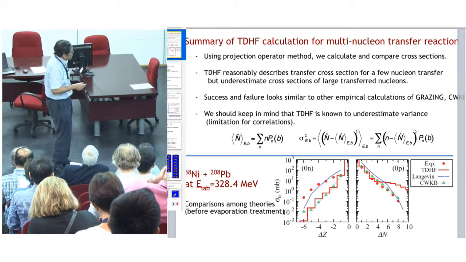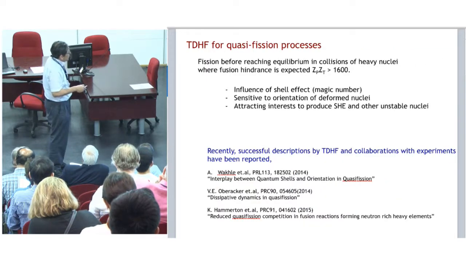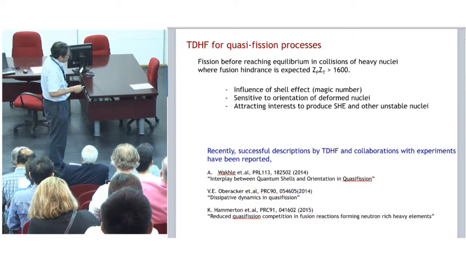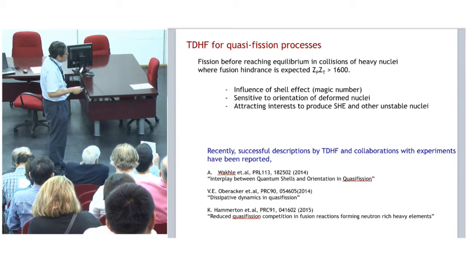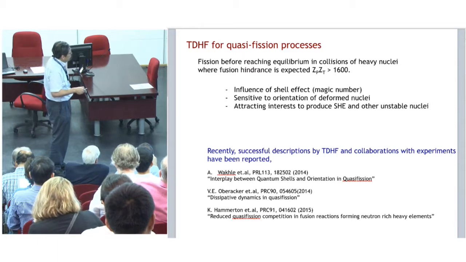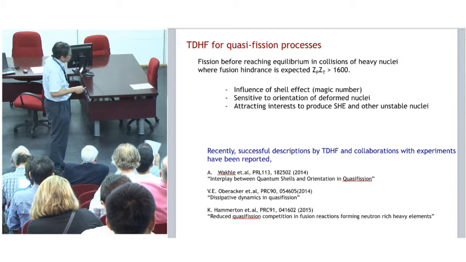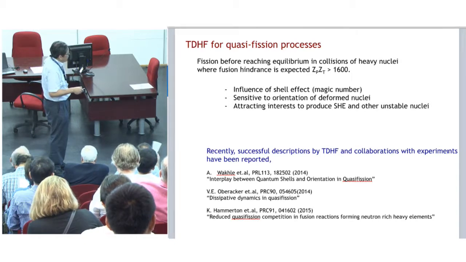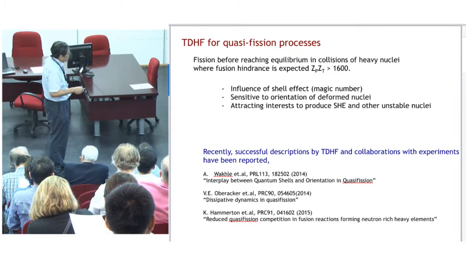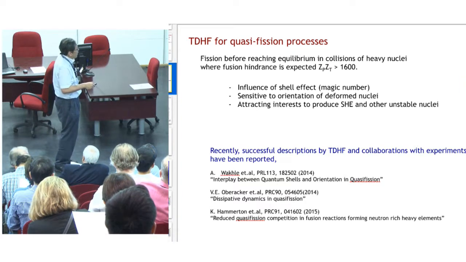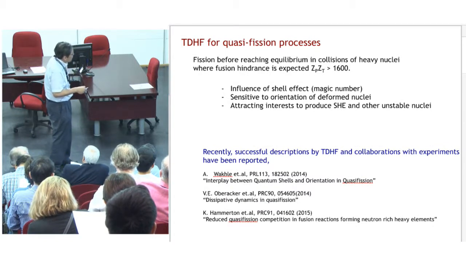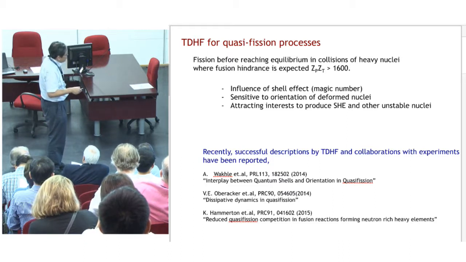Okay, next, I'd like to move to the analysis of the quasi-fission processes. Quasi-fission is the process of fission that takes place before reaching full equilibrium in the collision of heavy nuclei. And that is seen for fusion of heavy nuclei with a charge product of more than 1,600. That is where we expect a fusion hindrance.